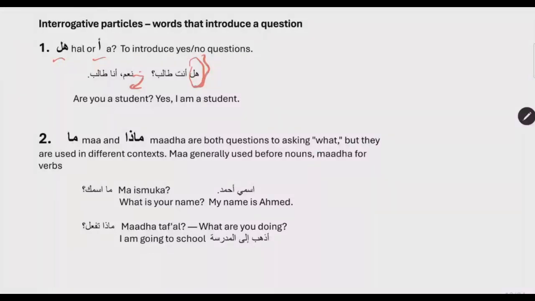Then we have "ma" and "mada," which mean what. "Ma" we use for nouns, right? So "ma ismuka," what is your name? "Ism" is a noun. And "mada" we use for verbs: "mada tafal," what are you doing? So for verbs we use "mada," and for nouns we use "ma." Essentially, they both mean what.